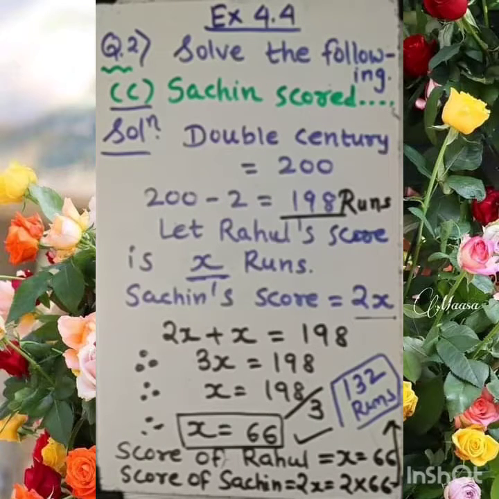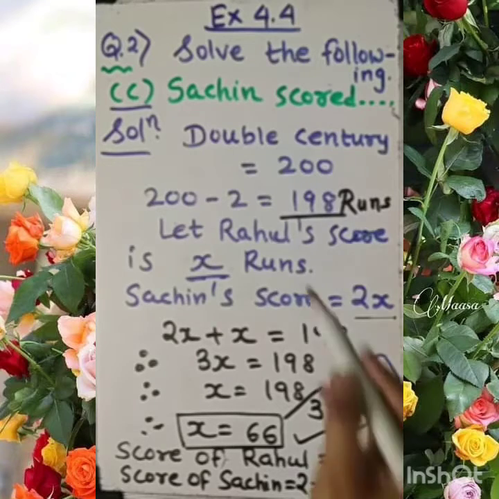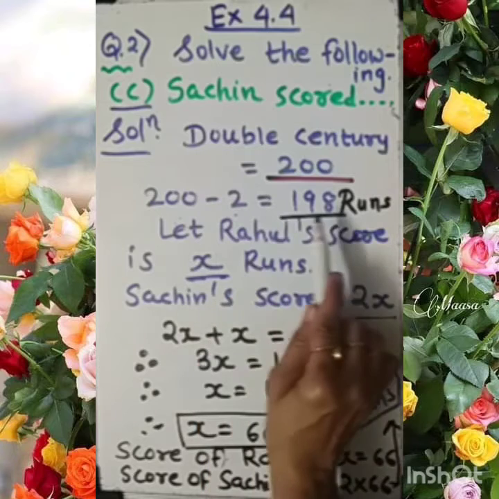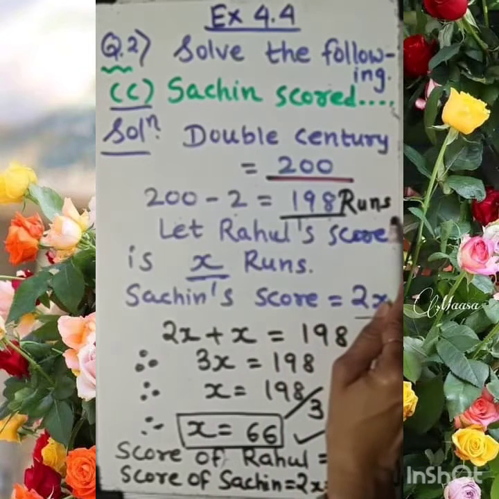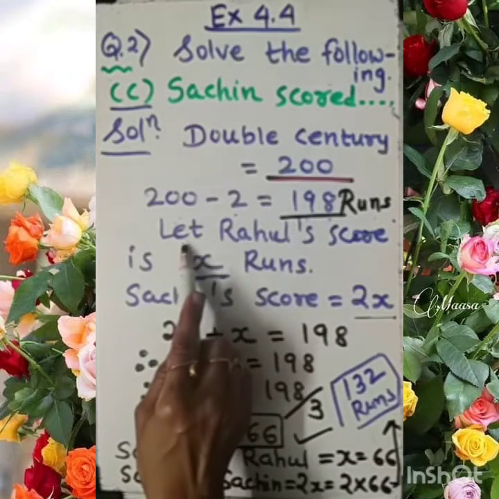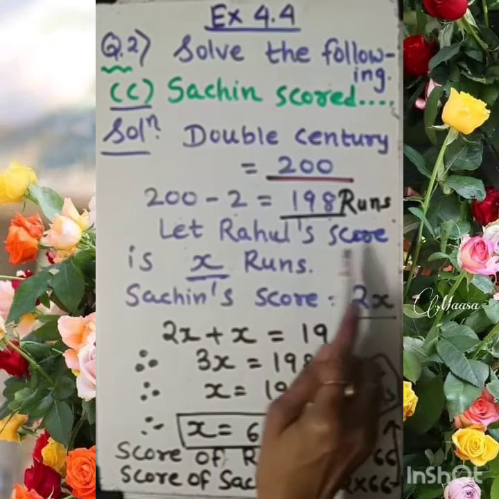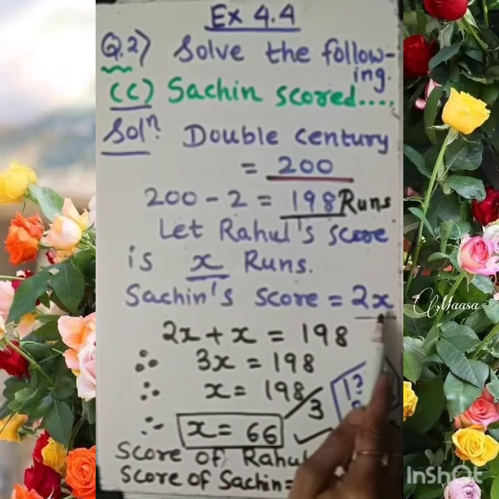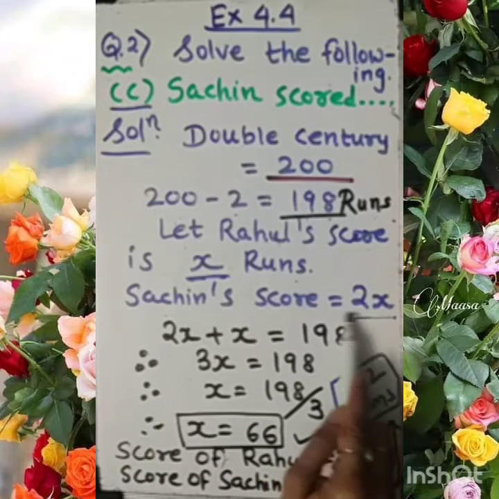Here I am explaining the full question again. Double century equal to 200. Then we know that here two shots of them, two shots means two less than. 200 minus 2, that is 198 total runs scored by both of them. But we do not know the score of any of them. So we are assuming that Rahul's score is x runs. And let Sachin's score, that is double of Rahul's score, be 2x.